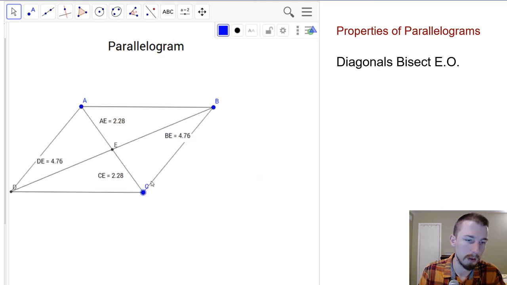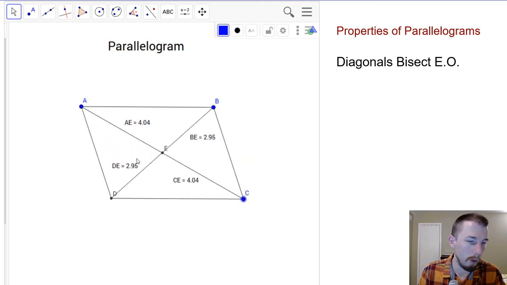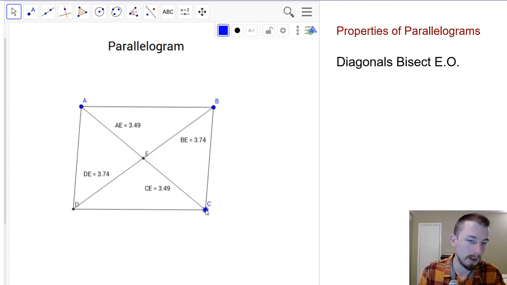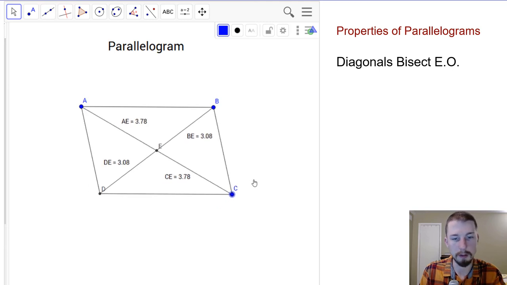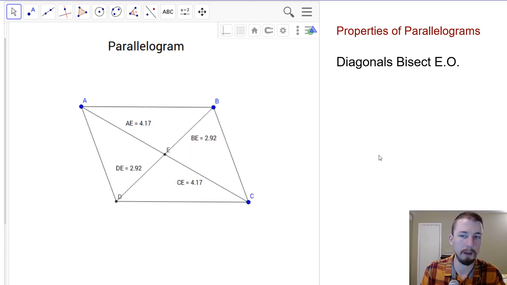And as I move these around in space, they're always going to match up. So the diagonals are always going to cut each other in half. Now, the diagonals are not always equal. That's going to be something else, but they do cut each other in half. So diagonals bisect each other.